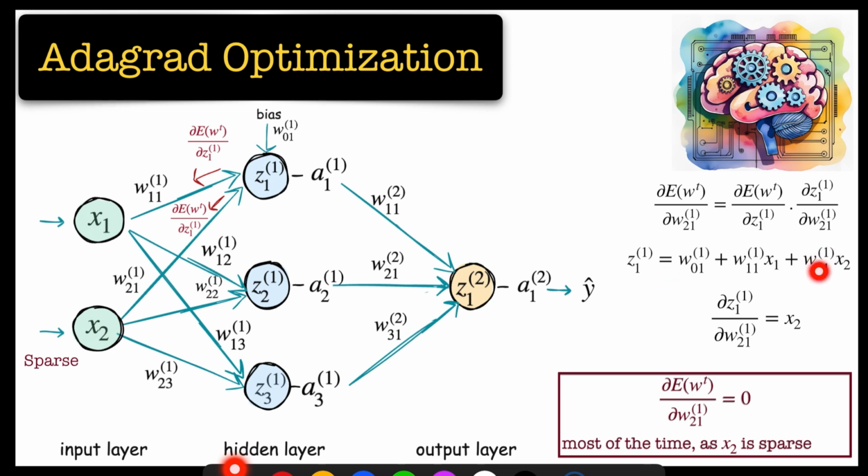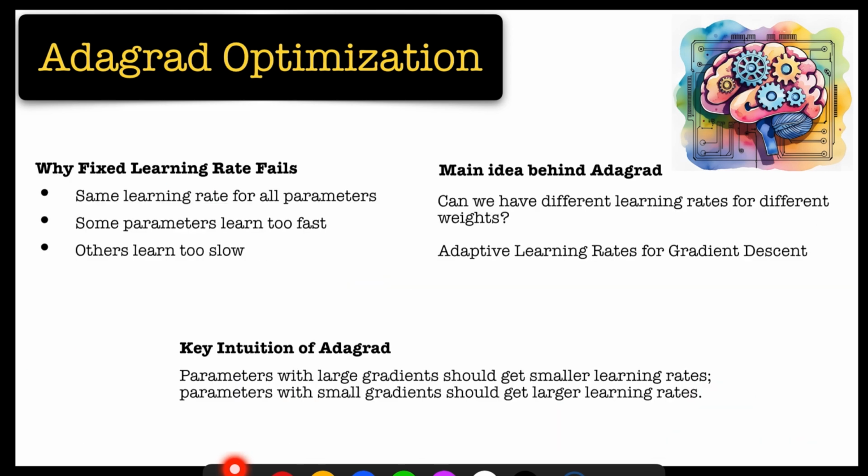So if we compute ∂Z11/∂W211, what is this? W211 is here, so we get x2. So this term is x2. So what will be ∂E/∂W211? If x2 is a sparse variable, then most of the time ∂E/∂W211 will become 0, as x2 is sparse. So it's the same problem. It can happen in simple scenarios as well as in a deep neural network.